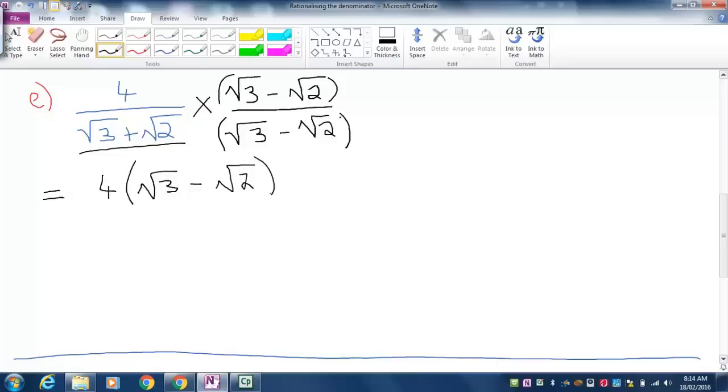On the bottom, this is a difference of two squares. So we've got root 3 plus root 2 times root 3 minus root 2. When we have a difference of two squares, we square the first term. So root 3 squared gives me 3. And then we subtract the second term squared. Root 2 squared gives me 2.